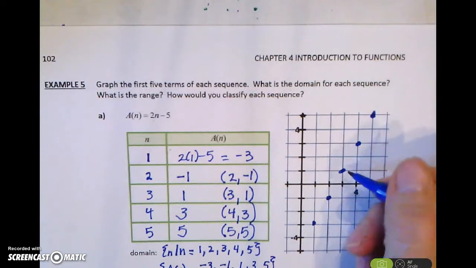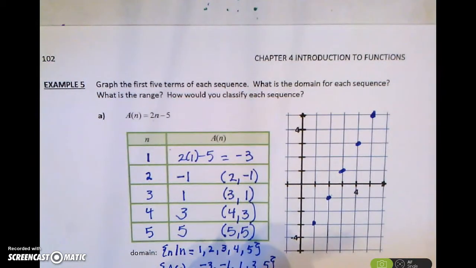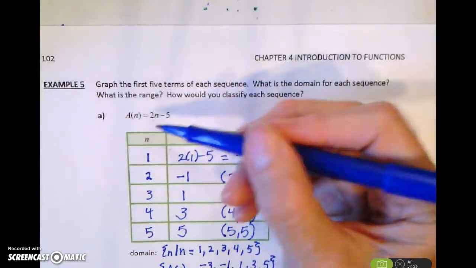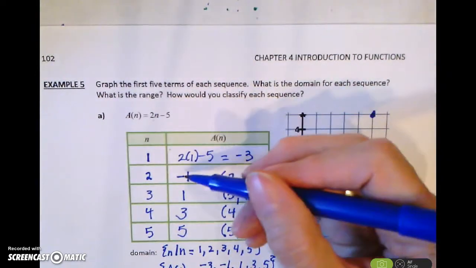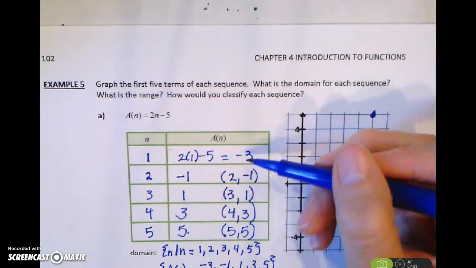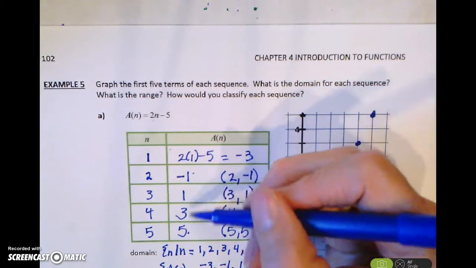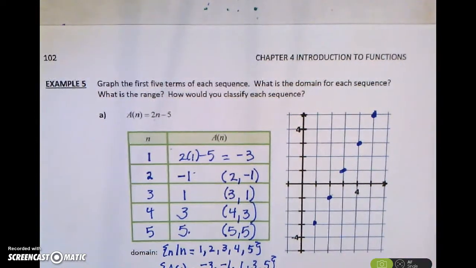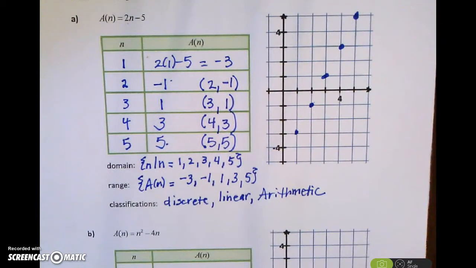Classifications, well, I just mentioned there are separate points, so it's discrete. It appears to be a straight line, so we're going to say that it's a linear function. And you see it has that common difference. When I do these, I have negative 3, negative 1, so I'm adding 2, add 2, add 2, add 2. So to get from one term to the next, I always add 2. So this is arithmetic as well.